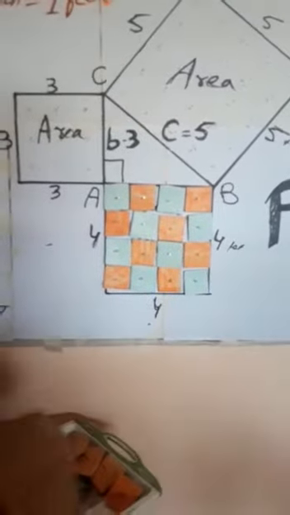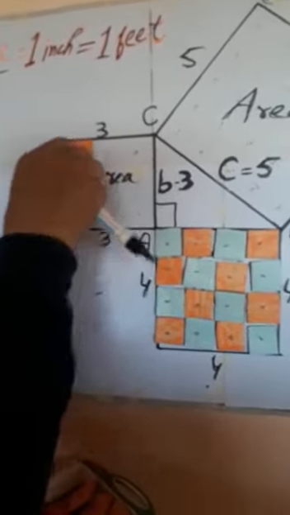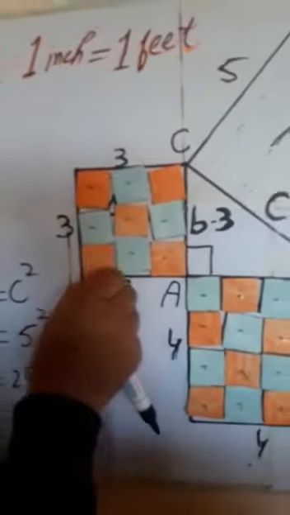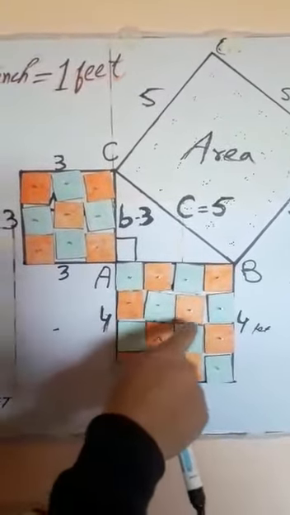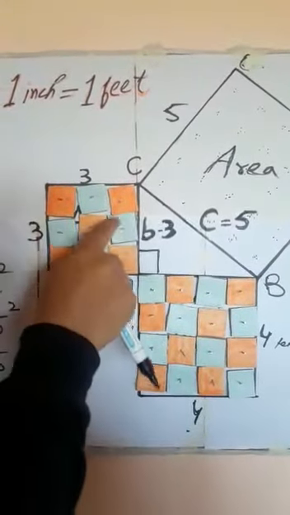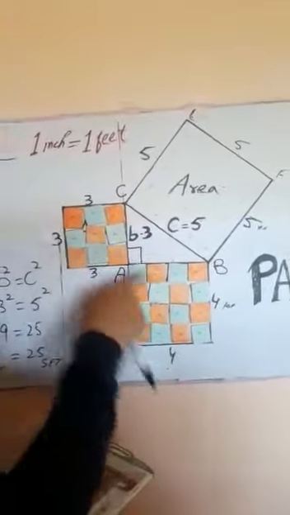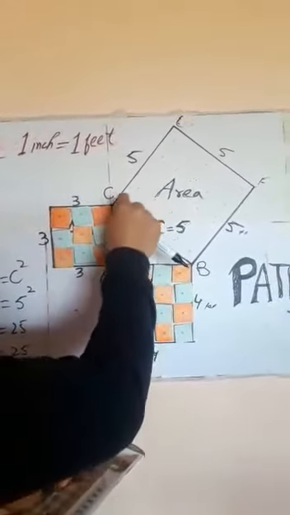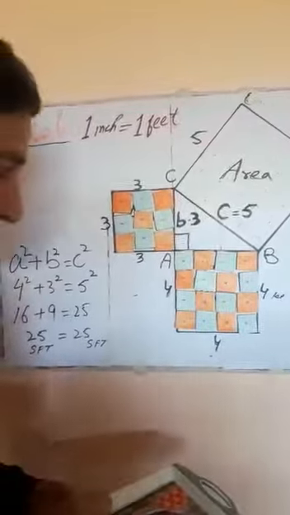Now I'm going to fill up this square. How many squares are these? 1, 2, 3, 4, 5, 6, 7, 8, 9, 10, 11, 12, 13, 14, 15, 16, 17, 18, 19, 20, 21, 22, 23, 24, 25. 25 square feet have been adjusted in these two squares. Now, if we took these 25 square feet and adjusted them in this big square, then this square plus this square is equal to this square.